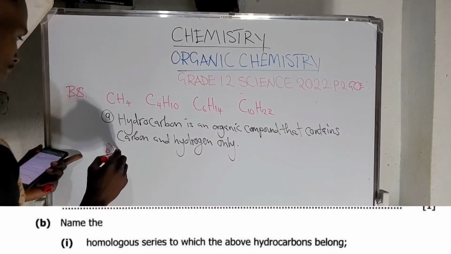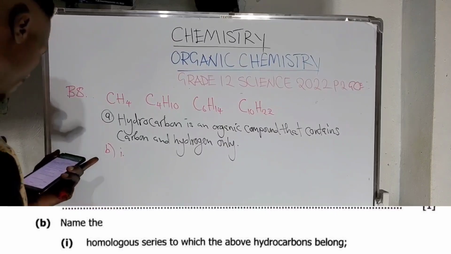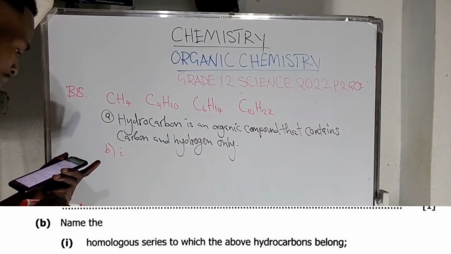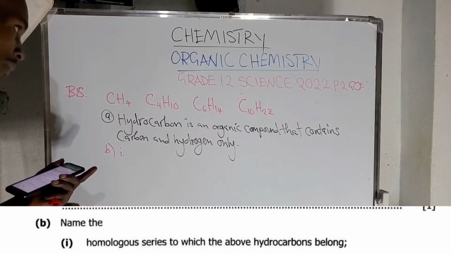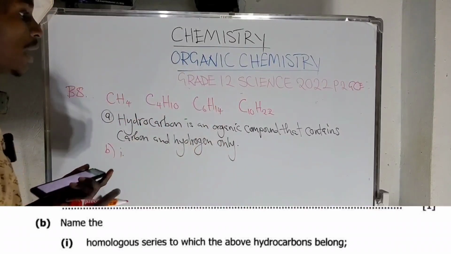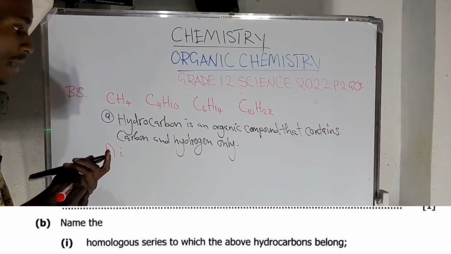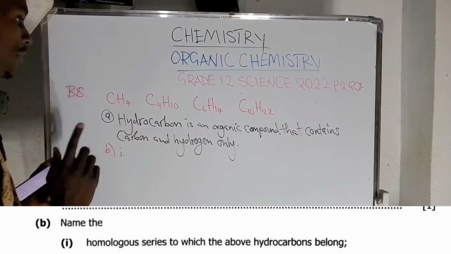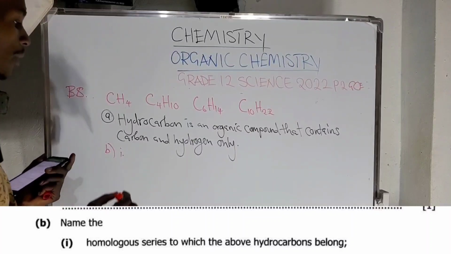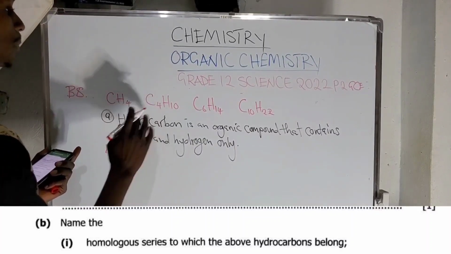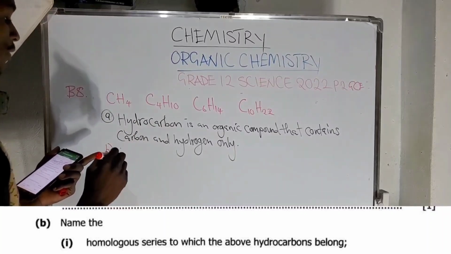There are 2 questions under question B. So question B1 is saying, name the homologous series to which the above hydrocarbons belong. Name the family to which these belong. How do we know the family to which these belong? Remember, the first family are alkanes. Now, the only way we can know is using the general formula.